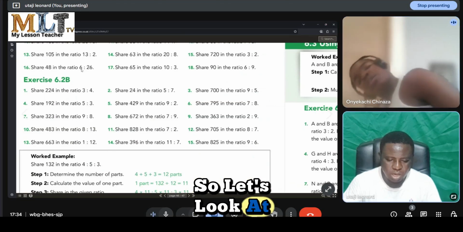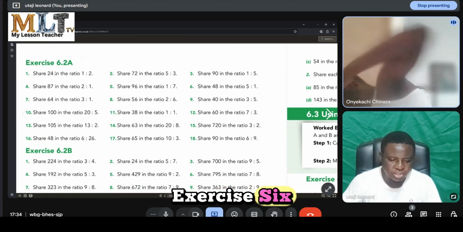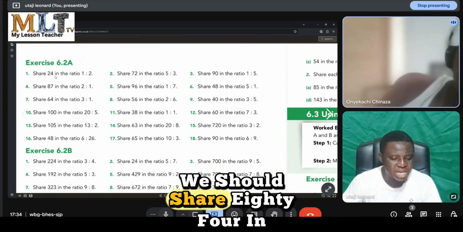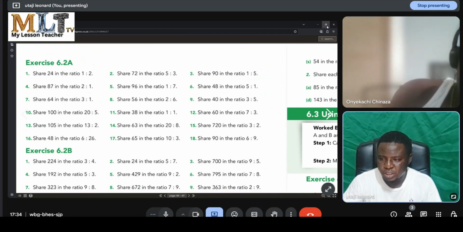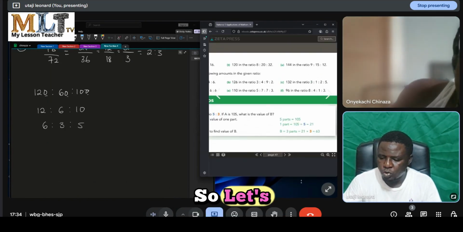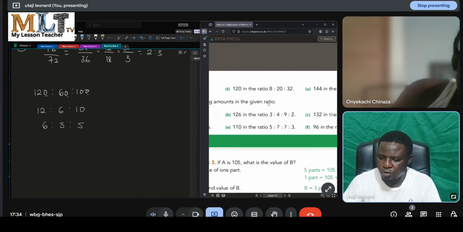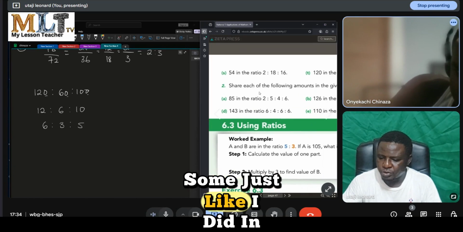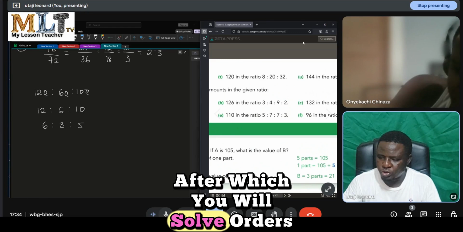So let's look at the next exercise. Exercise 6.2a says we should share 84 in the ratio of 1 to 2. So let's do that on the board. I'm going to solve some just like I did in the first one, after which you will solve others.